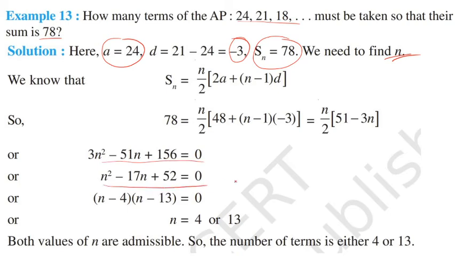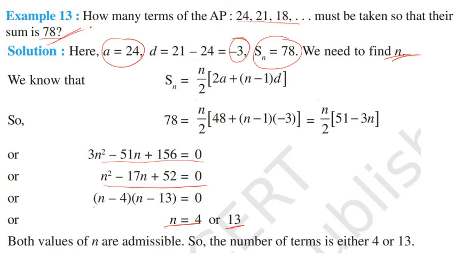Here we have a quadratic equation. We can use various methods to solve the quadratic equation. In this video I am not going to go into detail. You can check out the previous videos to know how to solve a quadratic equation. Now when you solve the quadratic equation, you get n is equal to 4 or n is equal to 13. So now you can see we have got two values for which the sum of the n terms of the arithmetic progression will be 78.